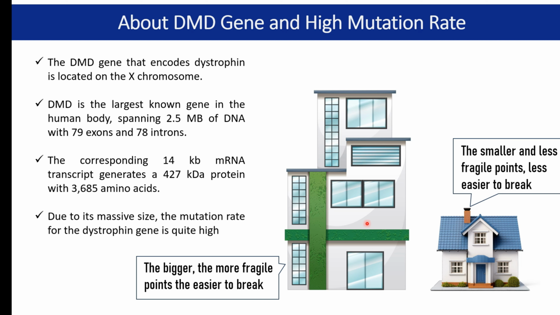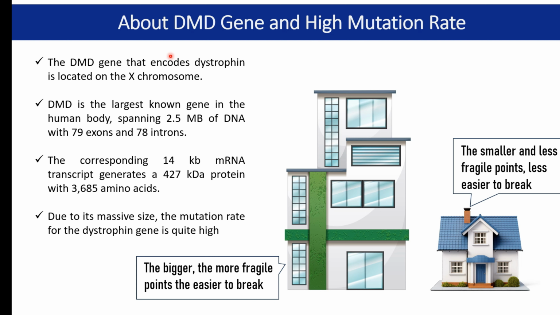So suppose now you consider the cricket ball as a mutating agent. That means the mutating agent can damage more of this bigger protein compared to this smaller protein, or you can say this bigger gene compared to the smaller gene, because it has more fragile points. That's why this is very simple to explain.